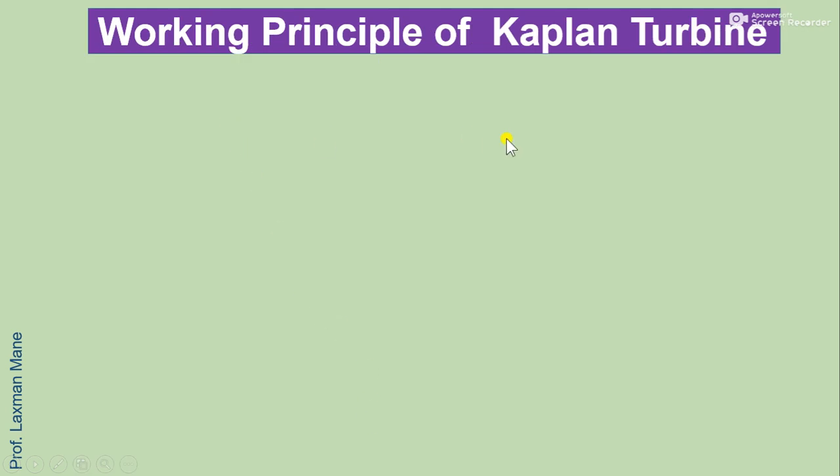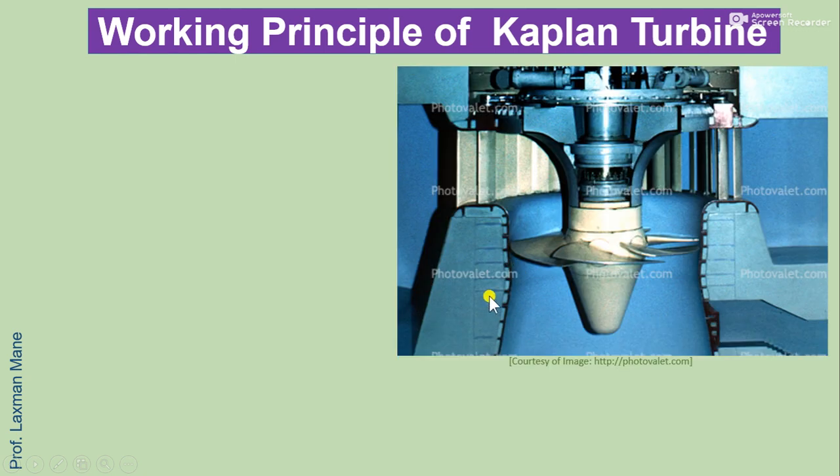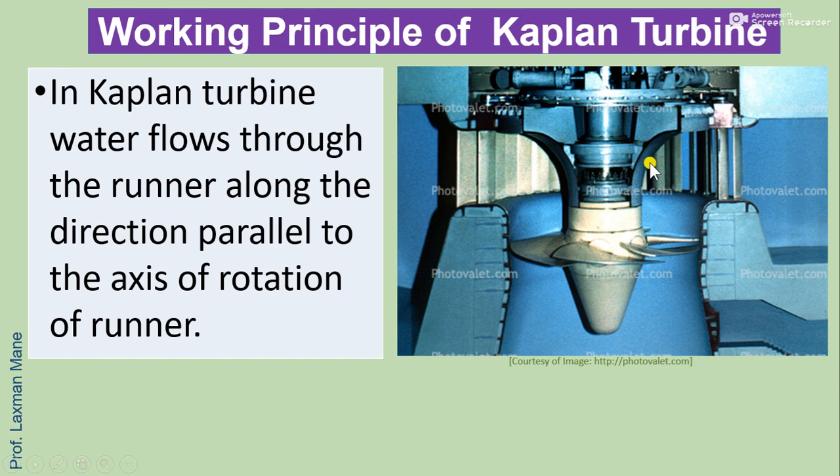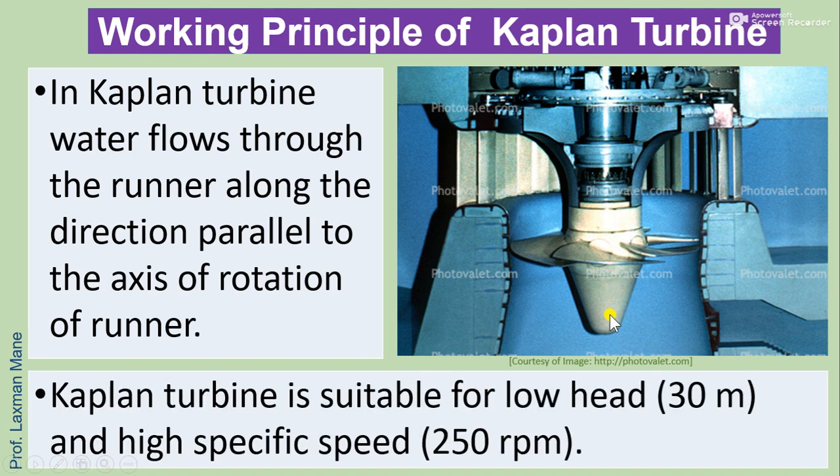Now we will see working principle of Kaplan turbine. Here we can see that this is a rotor of Kaplan turbine. This is the passage, water passage. So in case of Kaplan turbine, water flows through the runner along the direction parallel to the axis of rotation of runner. Kaplan turbine is suitable for low head about 30 meter and high specific speed about 250 rpm.